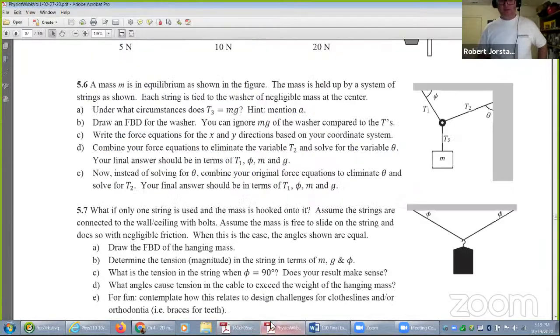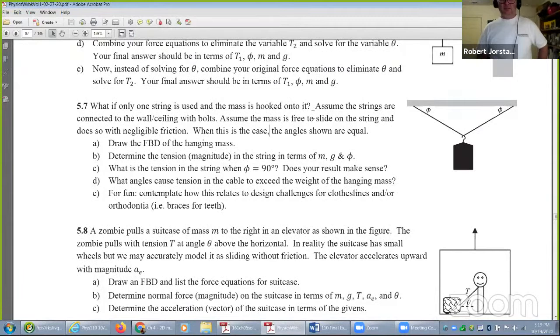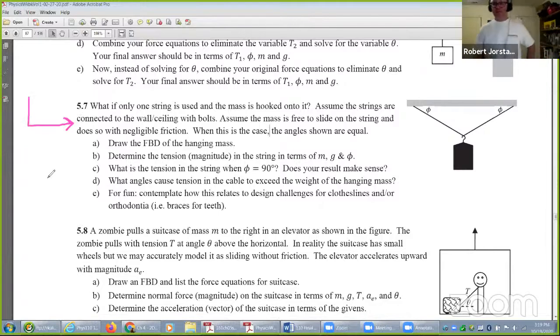Whoops, I want to go to this one. So something that I have discovered, if I don't do question 5.7, even though it looks nearly identical, there's a bunch of mistakes that show up on test day. So we're going to look at 5.7.